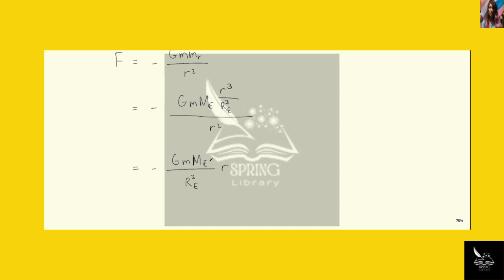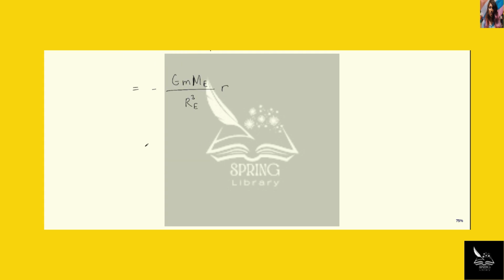Now the force on the object is opposite to and proportional to the displacement, and so will execute simple harmonic motion, with a spring constant, or an effective spring constant, k, and k is equal to G m M_e divided by R_e cubed.